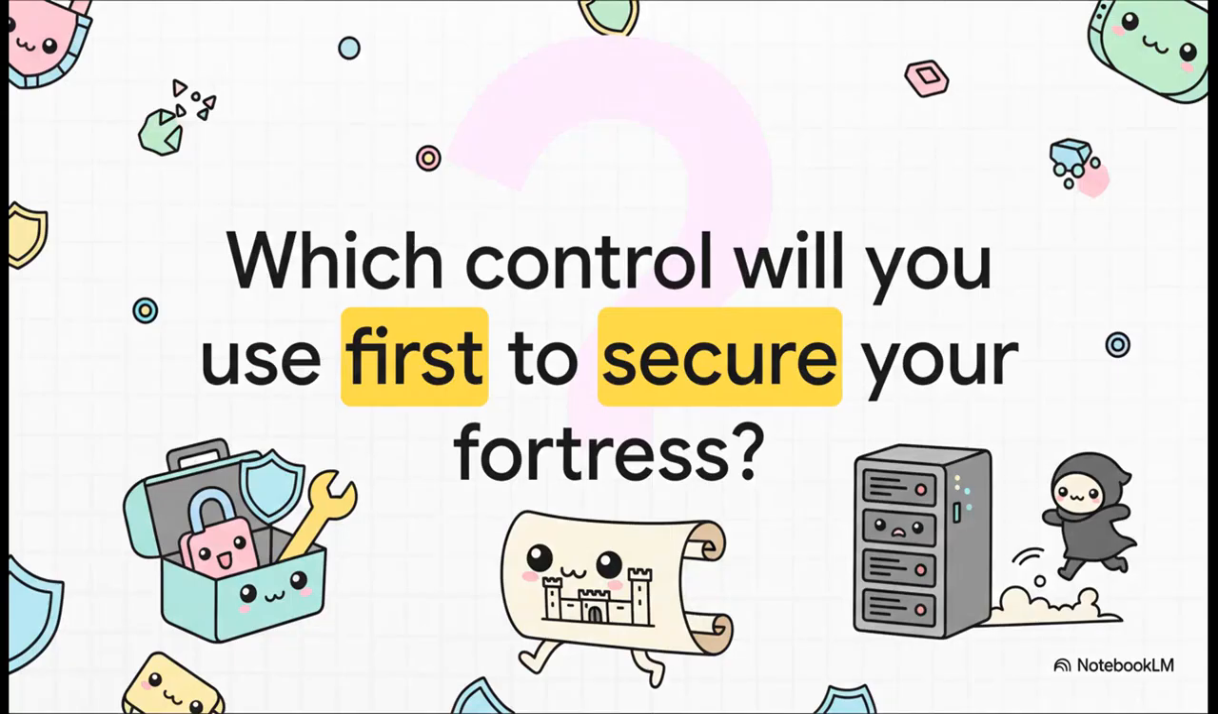So, I'll leave you with this final thought to chew on. You now have the blueprint, you have the tools. Which of these control types do you believe is the most critical to put in place first, and why? Give it some thought, because your digital fortress depends on it.